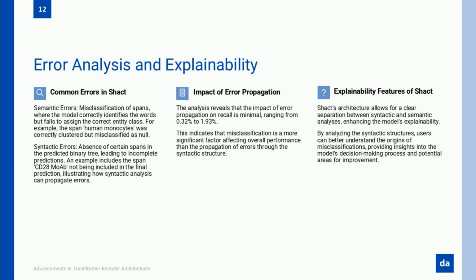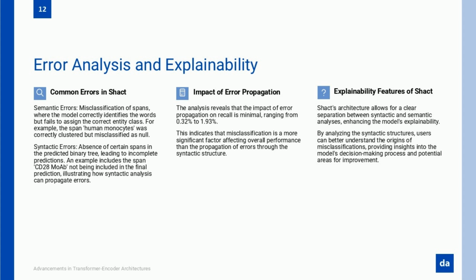This finding shifted the focus toward improving how SHACT categorized spans rather than its ability to cluster them in the first place. What set SHACT apart, however, was its explainability. The model's architecture allowed for a clear separation between syntactic and semantic analyses, making it possible to trace errors back to their source. This level of transparency wasn't just useful for debugging, it offered insights into how the model thought. By analyzing the syntactic structures SHACT generated, the researcher could see where and why it made mistakes, turning those errors into actionable feedback for the next iteration.